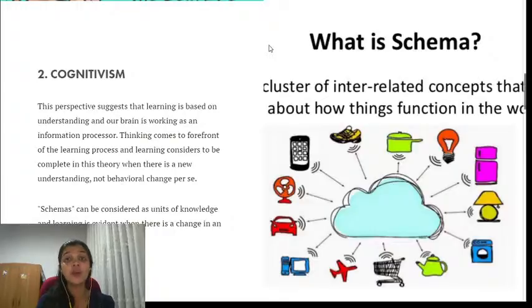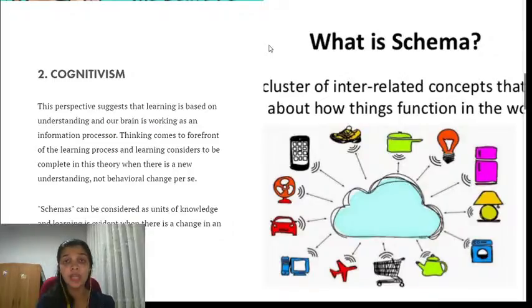So Jean Piaget was a founder of cognitivism, and in cognitivism what they suggest is that learning is based on understanding. So our mind is working as an information processor where we grasp new knowledge from environmental stimulus and social interactions, and we analyze them and store it in our brains. So they think that learning is complete when there is a new understanding, not just behavioral change per se.